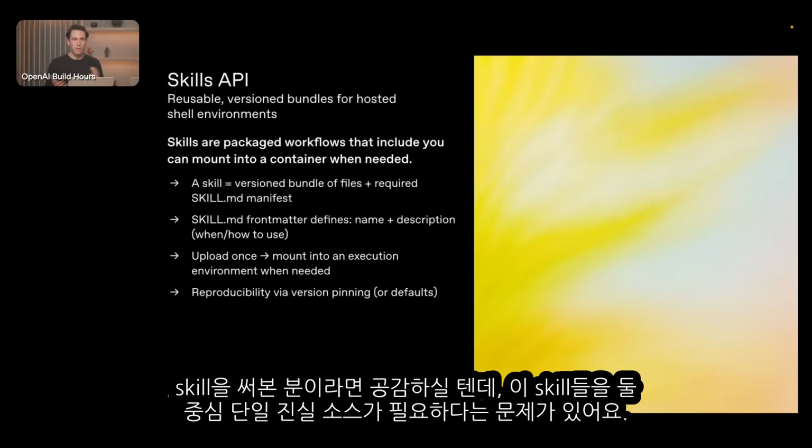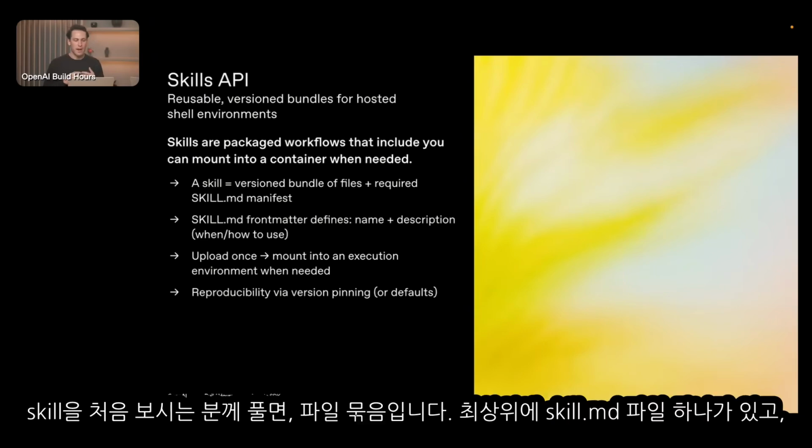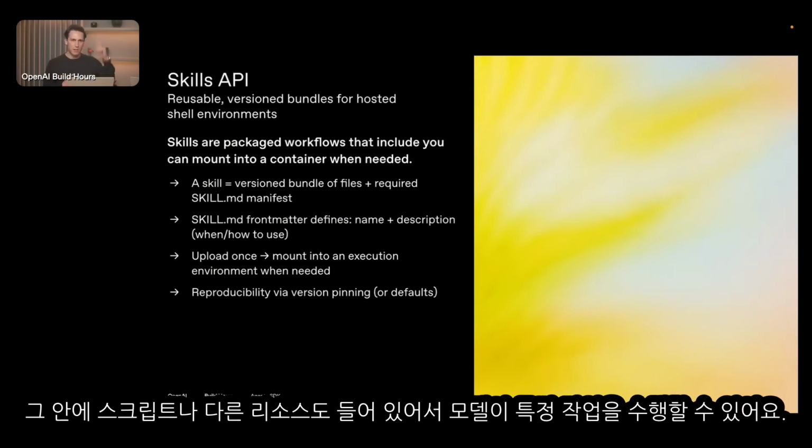If anybody has used skills in the past, there's a pretty common problem that comes into play, which is that you need a central source of truth for these skills, whether that's maybe a GitHub or a bucket. Now we have a skills API where you can upload your skills. And a skill, for those who haven't used it, is a bundle of files that has one skill MD file that has all the top level stuff in it, but they can also contain scripts or other resources that the model can use to do a pretty specific task.